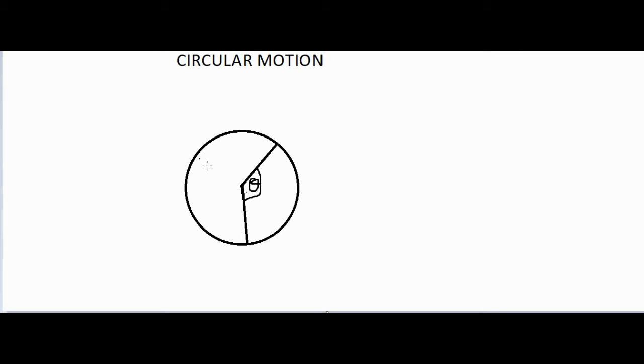Hello everyone, today we'll be going over circular motion. This is one of the first topics in Unit 1 Physics. Without further ado, let's go ahead.